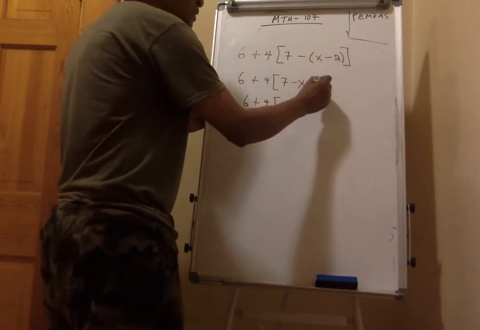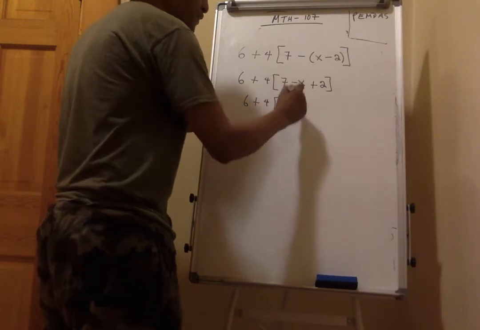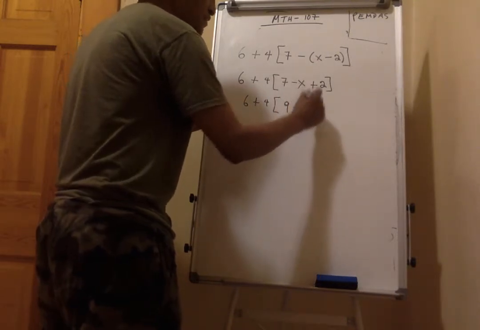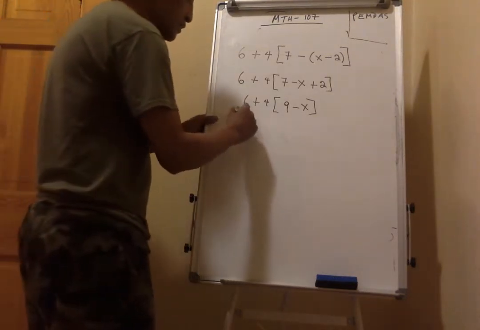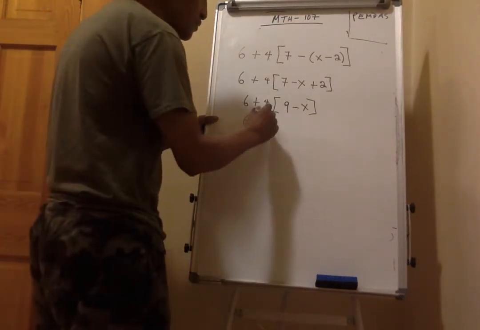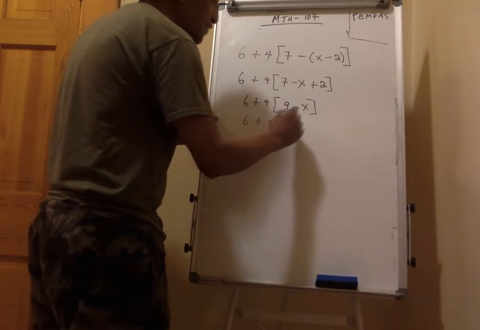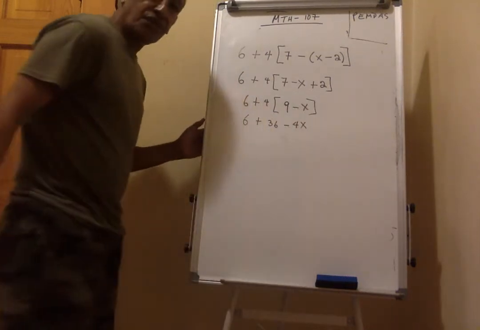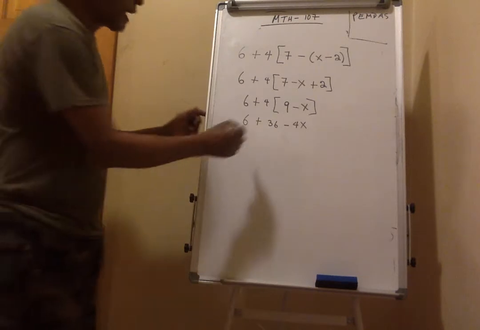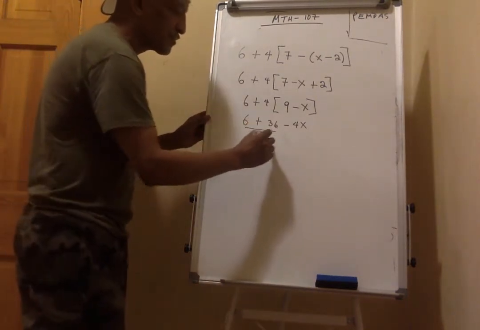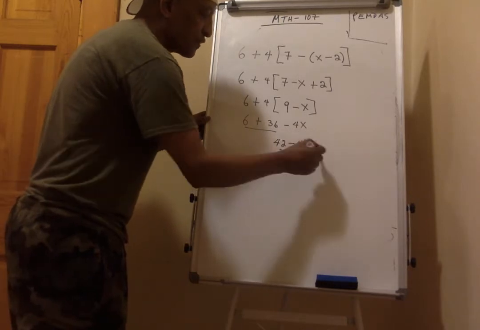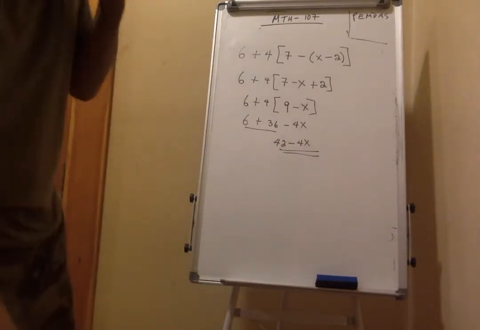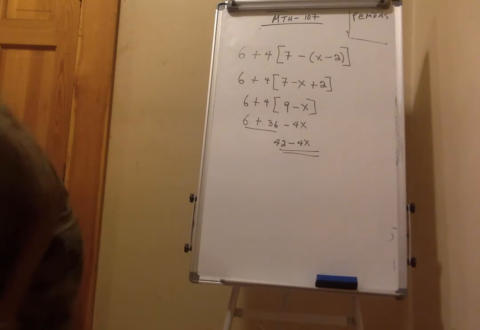Then let's do it again. You have now 7 plus 2 is 9, and then you have minus x. Now all you need to do is what? Distribute 4 to 9 and x, so it will be 36 minus 4x. Combine these two together. 6 plus 36 gives you 42. 42 minus 4x, and then you're done. Okay? All right.